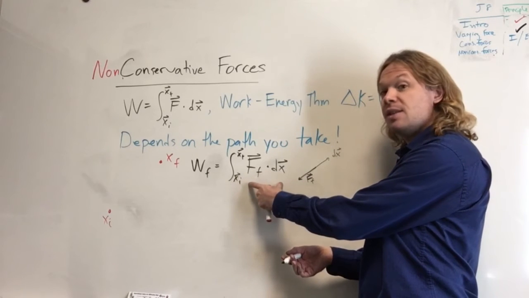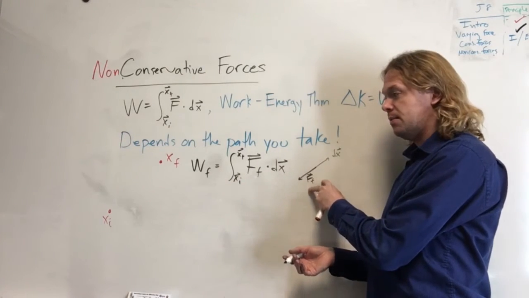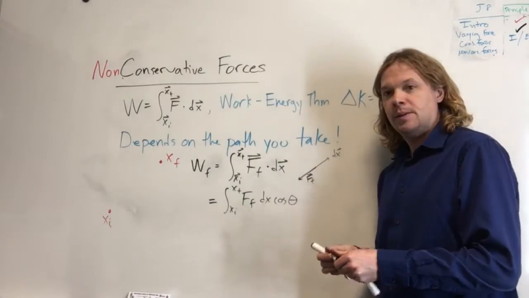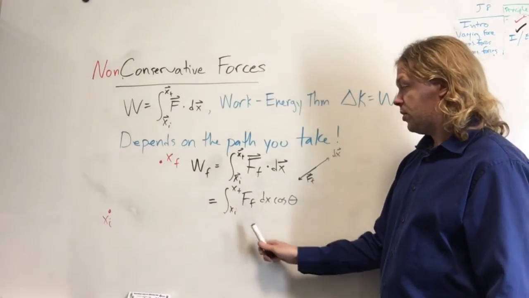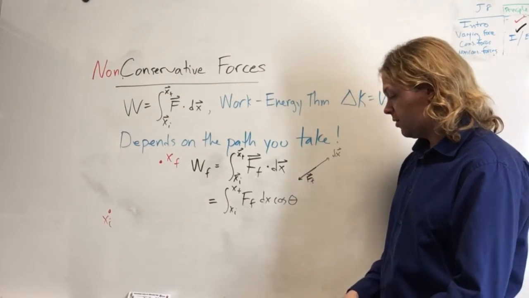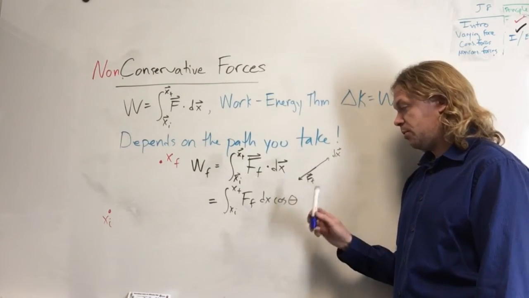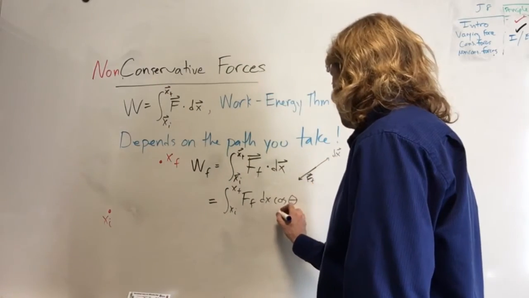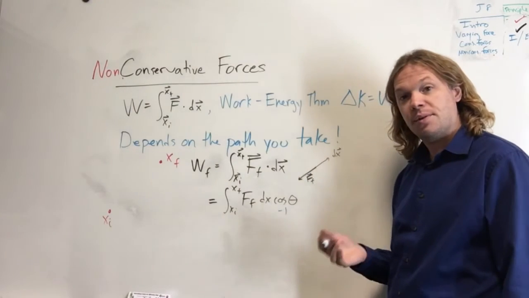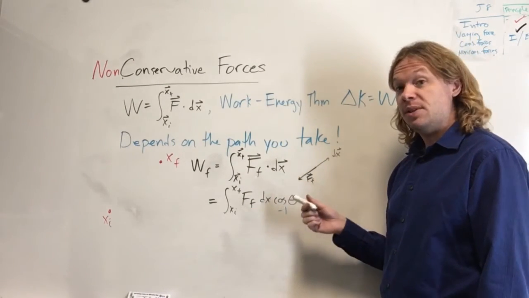So if I rewrite this in terms of my magnitudes and that angle, that's simply writing the magnitude of the force of friction, the magnitude of my infinitesimal dx, and the cosine of the angle between those two things. But this angle is always going to be 180 degrees because of this little picture here. So this cosine becomes -1, because the cosine of 180 degrees is -1. And in fact, this integral becomes even simpler, right?